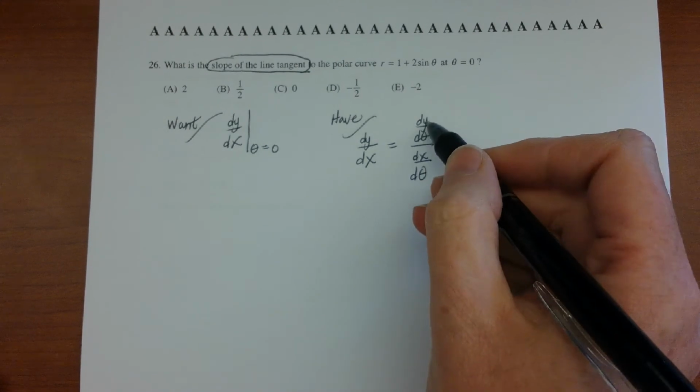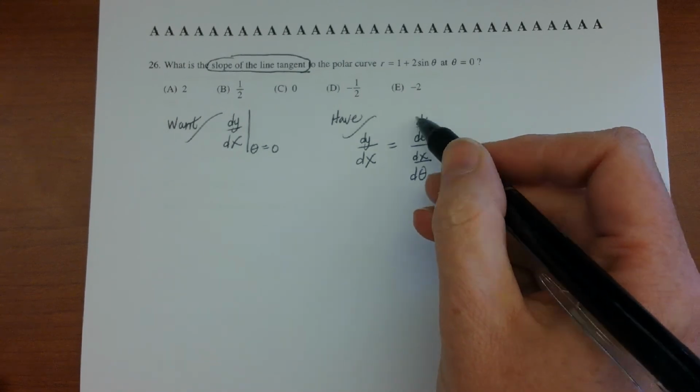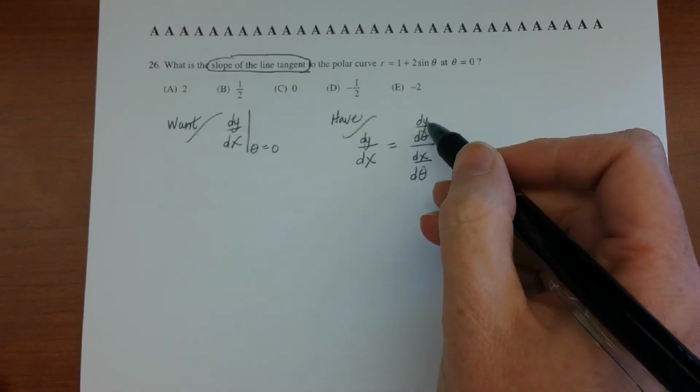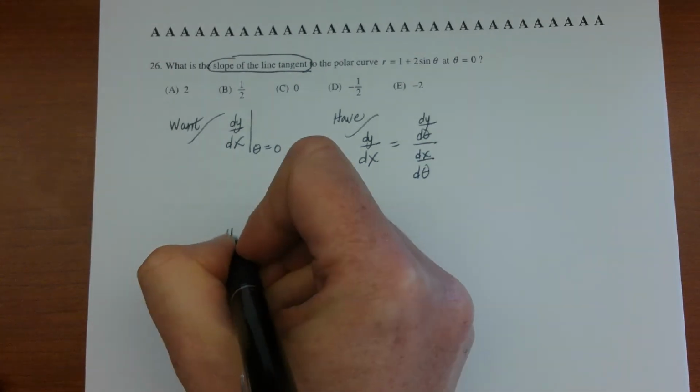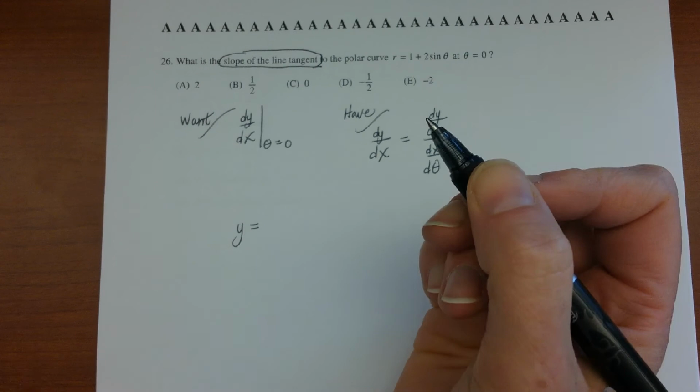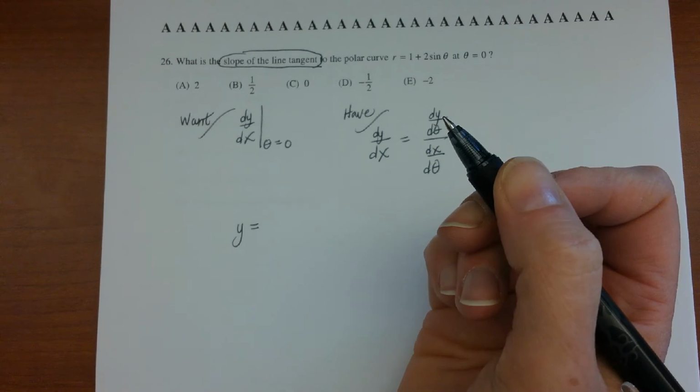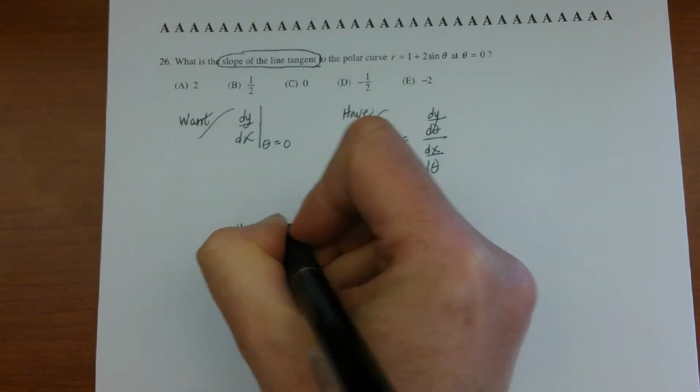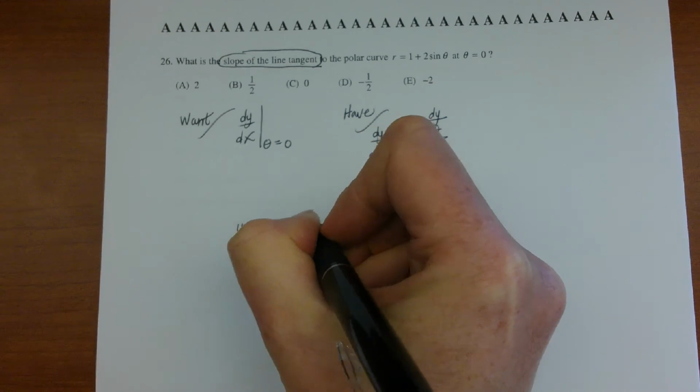Well, dy/dθ means d/dθ of y. So we need to get y in terms of theta. So what is y in polar form? What's the conversion? The answer is it's equal to r sine theta.